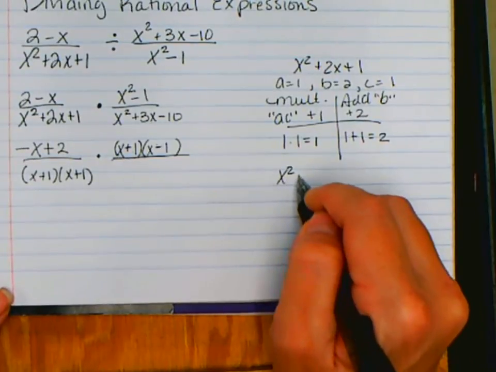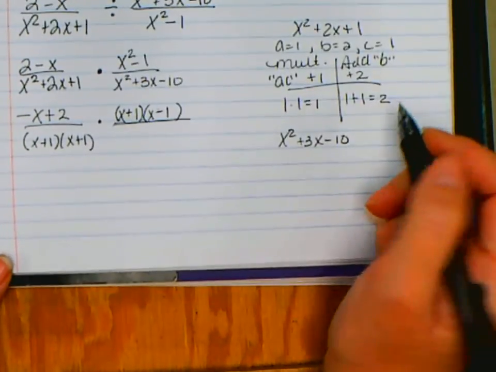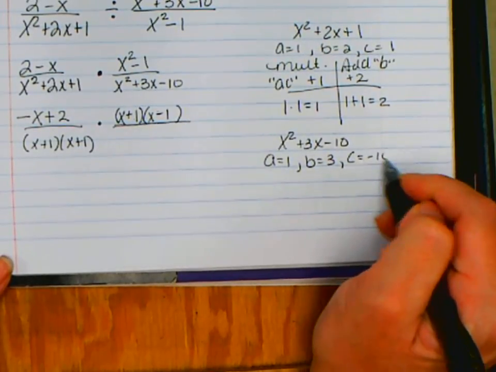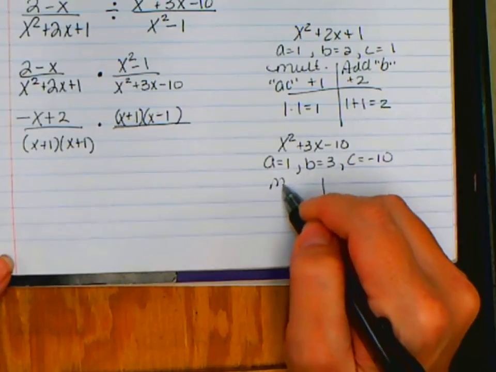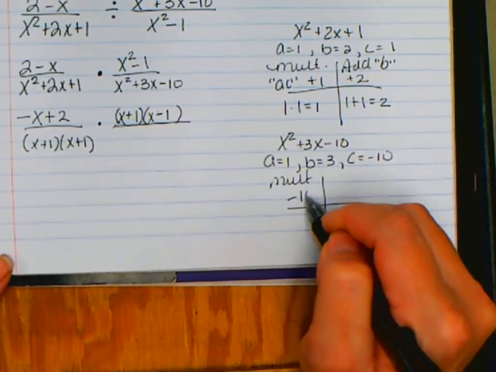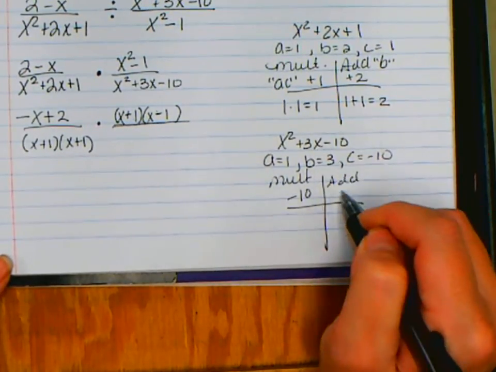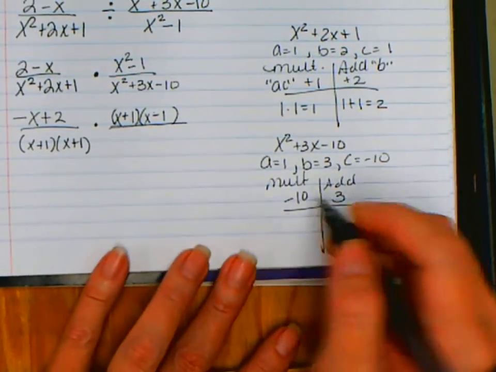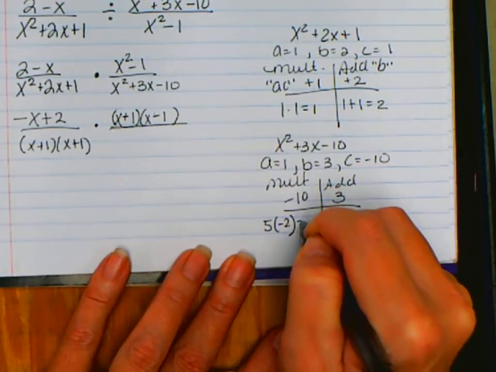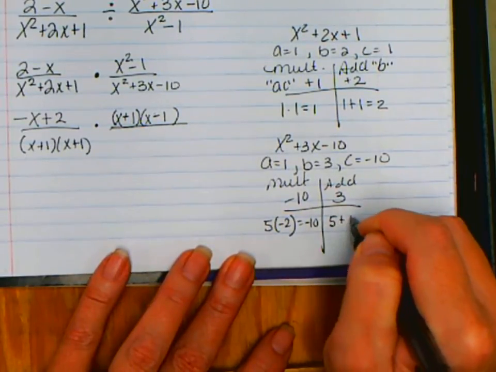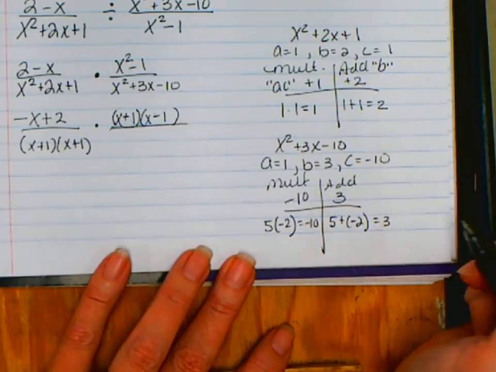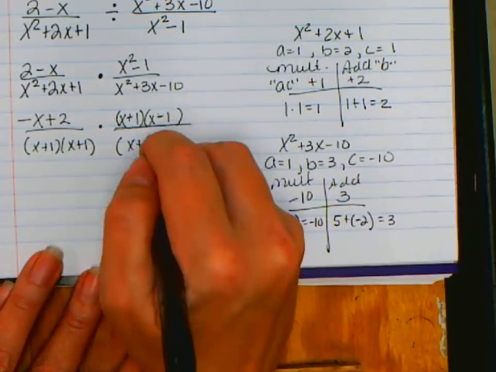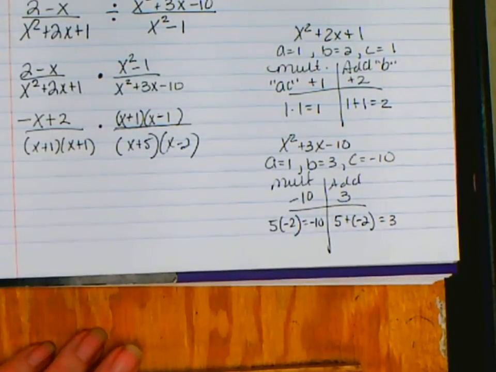And then x squared plus 3x minus 10. Again, there's not a greatest common factor. So a is 1, b is 3, c is negative 10. Two numbers multiply together to give me a times c, and then add together to give me 3. So multiply to get negative 10, add to get 3. 5 times negative 2 is negative 10, and 5 plus negative 2 is 3. Perfect. So we have x plus 5 and x minus 2.